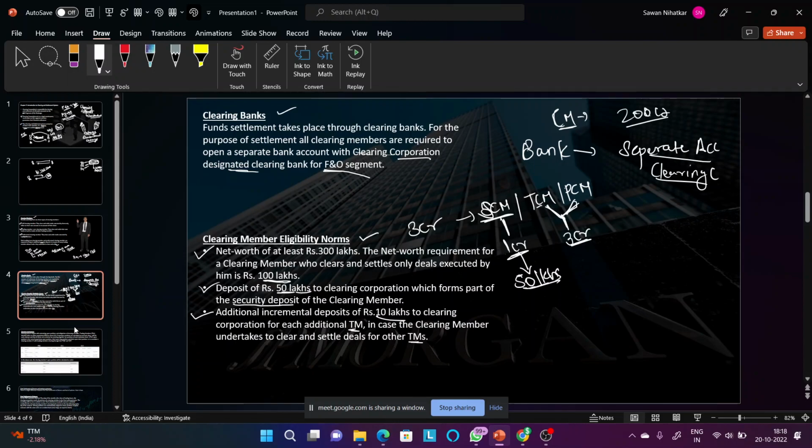But when we talk about these two, that is professional clearing member and trading cum clearing member, in that case, the requirement is 50 lakhs in the beginning.